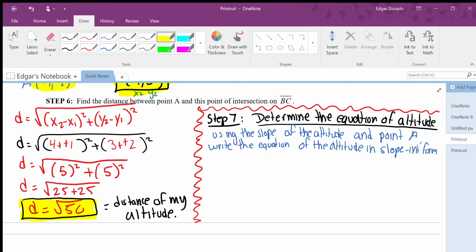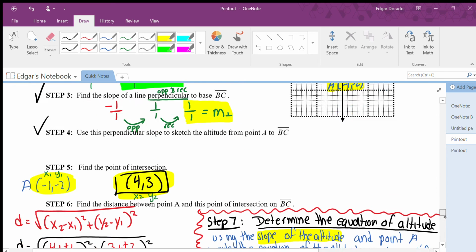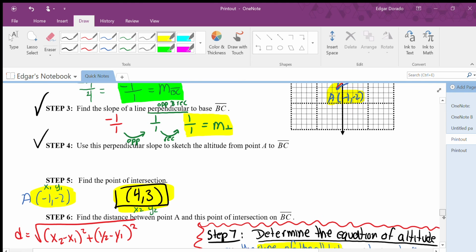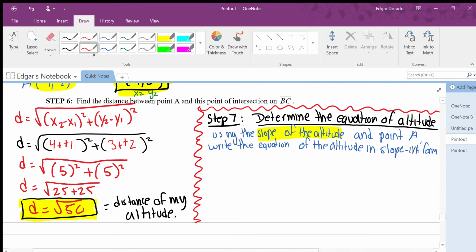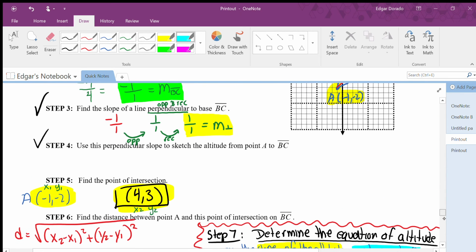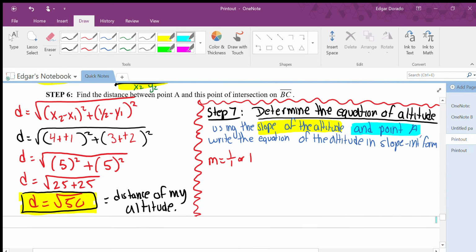Okay, so let's see what I asked you guys to do. It says using the slope of the altitude, which we know what it is. Remember, we already found it in step number 3. It was 1 over 1, so I'm actually going to write that on the side. M equals 1 over 1, or in other words, it's just 1. All right, and point A. So a slope and a point, which is exactly what we need. So point A was -1, -2.